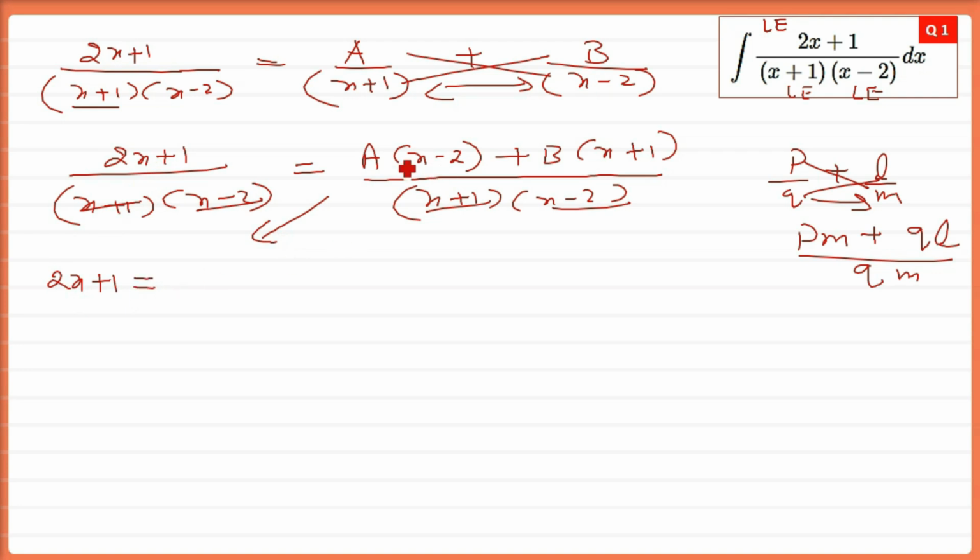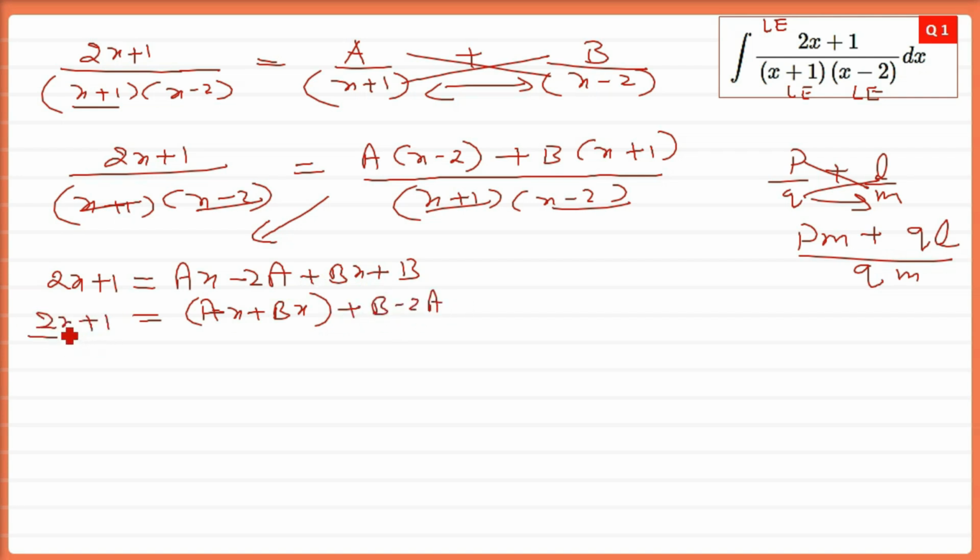2x plus 1 will be equal to, just multiply this. A into x minus 2 will be ax minus 2a. What will be the second one? Bx plus b. Now just combine the x terms or collect the x terms. So ax plus bx, that is (a plus b) into x. The second one will be b minus 2a. So 2x plus 1. Now equate. 2x is equal to (a plus b)x.